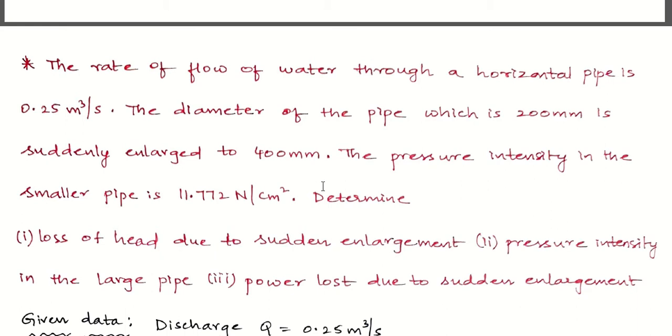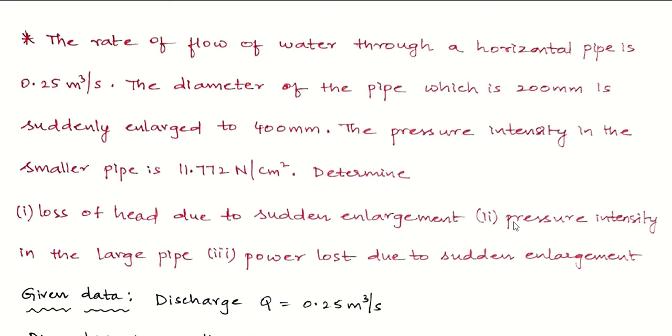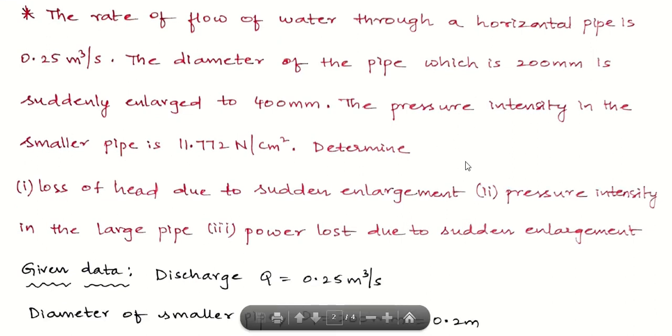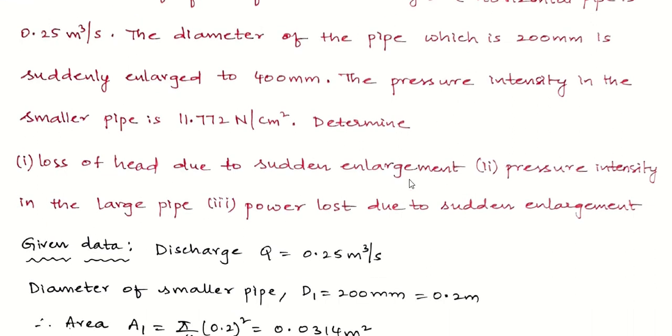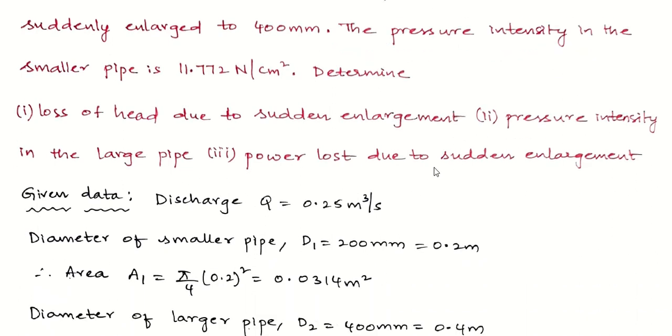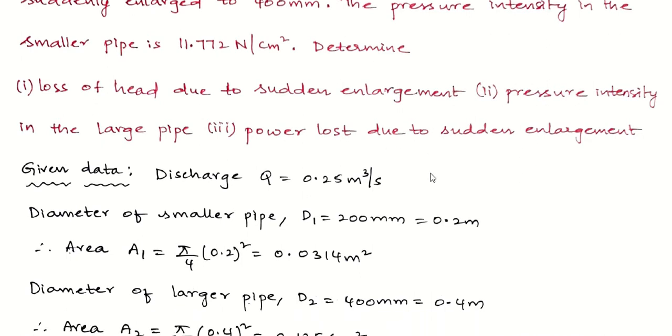Like in the previous case, you need to calculate the HL value, or HE rather. Next, pressure intensity in the larger pipe. Now you need to know the value of pressure of water in the enlarged pipe. Next, power lost due to sudden enlargement. Up to here, up to question 1, you can solve. Why? Because it's very similar to the earlier model which I have discussed. The remaining two are new now.